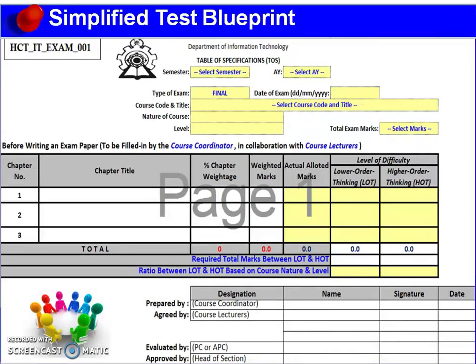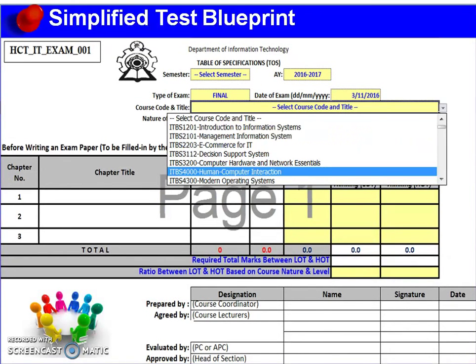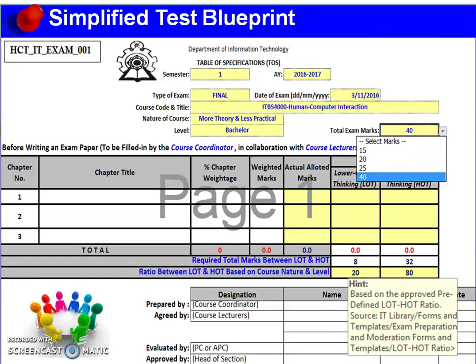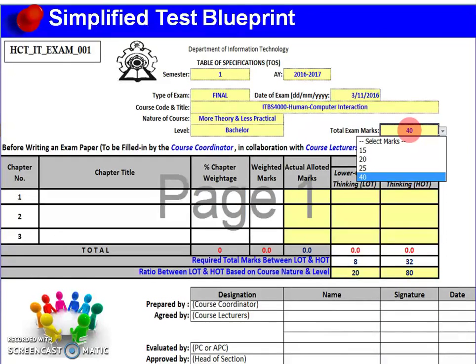Manual data entry is avoided by providing selection boxes. Upon selecting a course, predefined data automatically appear, such as nature of the course, level of the course, and the required ratio between the lower ordered thinking skills and higher ordered thinking skills of the course. Take note that the allotted ratio has been predefined. The total exam marks should be selected from the given options. This gives the required total marks between LOTS and HOTS ratio.